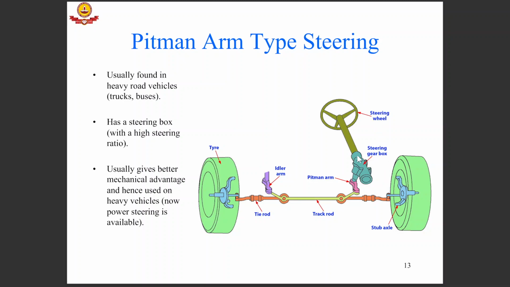As the driver rotates the steering, the input goes to the steering box and it appropriately rotates the pitman arm. So this is usually found in heavy road vehicles such as trucks and buses. It has a steering box with high steering ratio, so it gives better mechanical advantage and hence it can be used in heavy vehicles. Although nowadays we do have power assist available on the heavy vehicles.